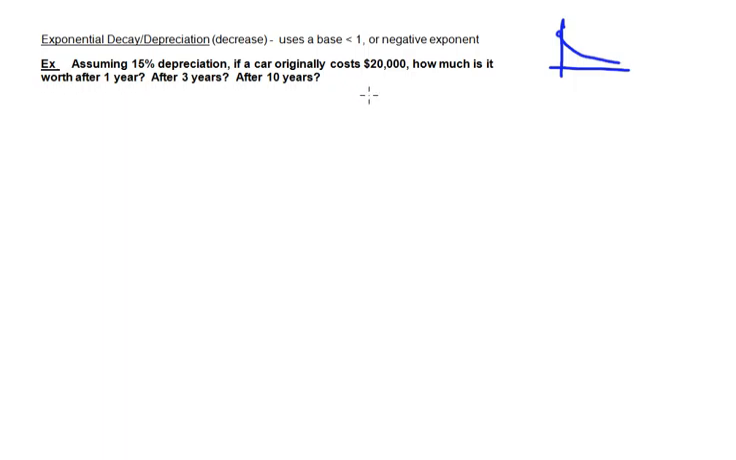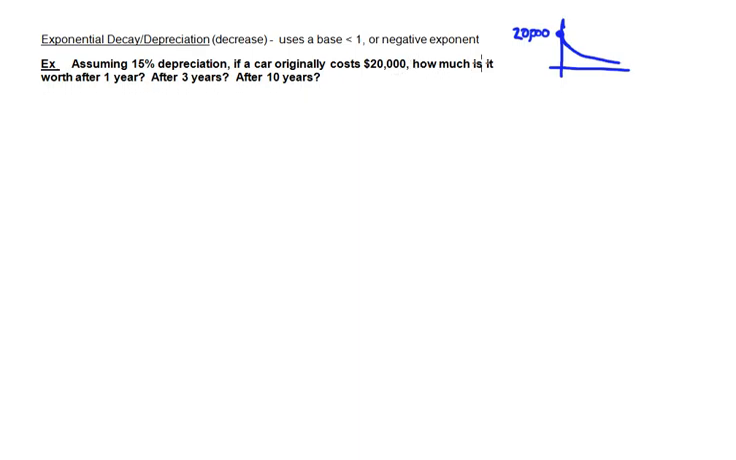One is to say that we have a base which is smaller than 1, or the other way is to use a negative exponent. So I'm going to demonstrate both of these models, and we're going to start with the base of less than 1. So if we take a look at this problem, assuming 15% depreciation, if a car originally cost $20,000, how much is it worth after 1 year, and then after 3, and after 10?